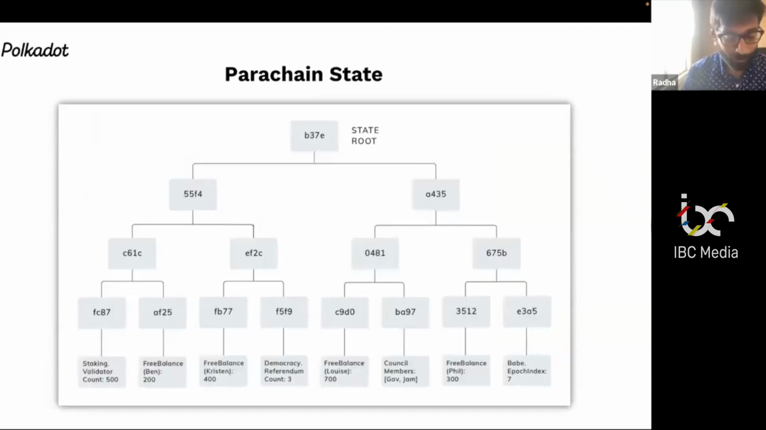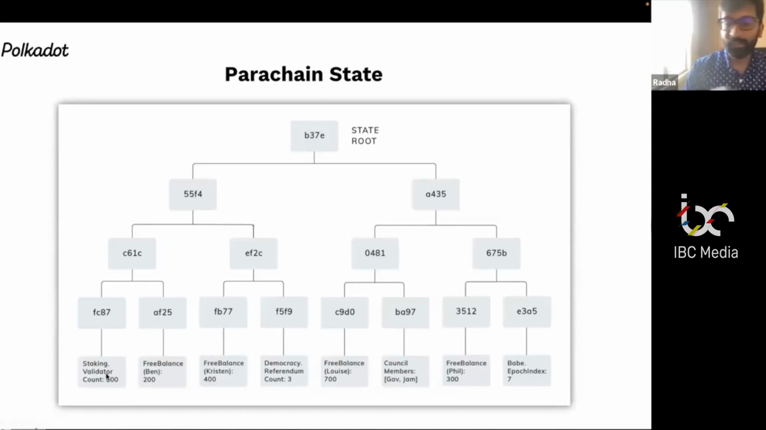What's the point in holding back when you can understand a technical concept that's very intuitive? So I hope you are introduced to this data structure. It's called a Merkle tree. The way a Merkle tree works on a blockchain: this is all state, right? There are accounts like Ben, Kristen, Louise, all of them have a certain balance. Let's say there's staking, there's democracy. All of this is the state on a particular blockchain.